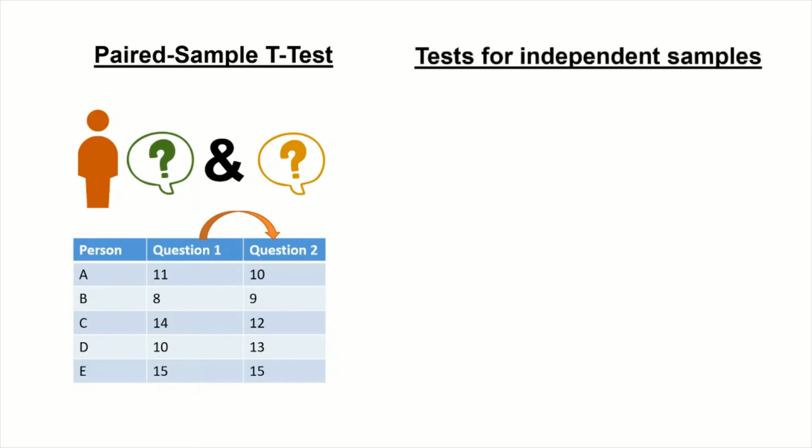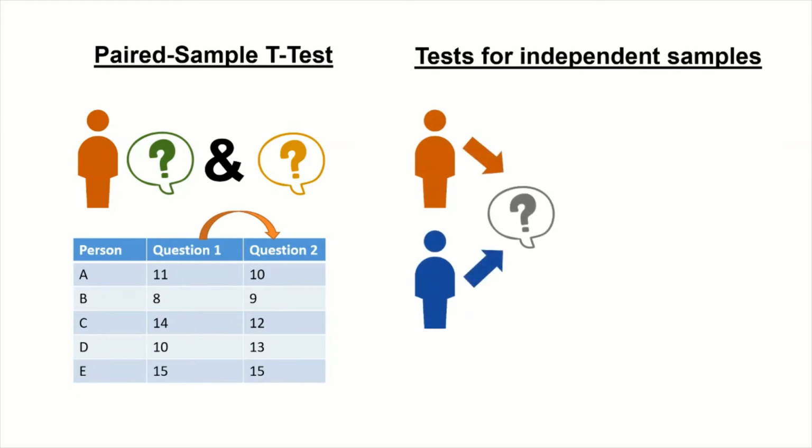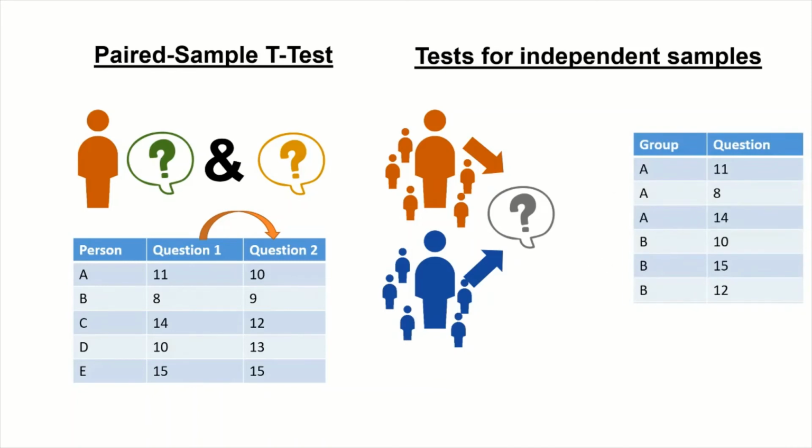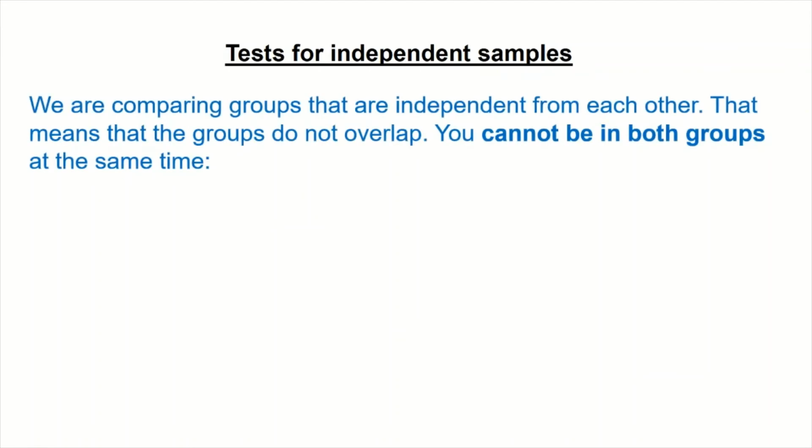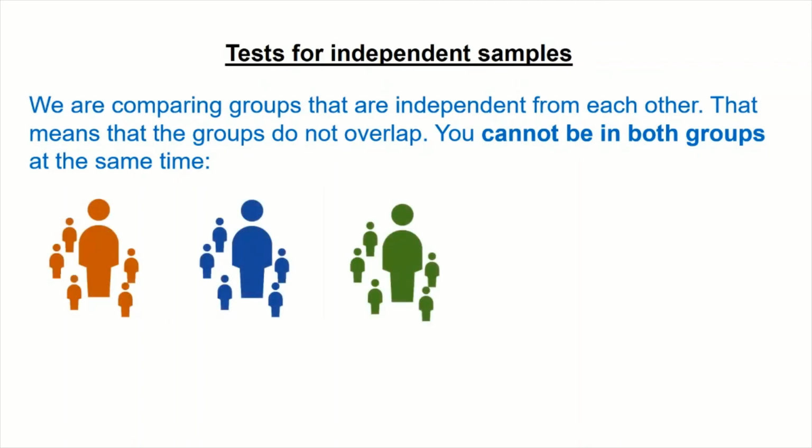Now, when we're comparing independent samples, we have two people, and they both answered the same question. Well, actually, we have two groups of people, and they both answered the same question. What we're then doing is comparing group A to group B. It could even be that we have a third group, and we want to compare all the groups to each other. Now, when we work with independent samples, the important thing to remember is that the groups are independent. It's different people. And these people cannot be in two groups at the same time. You can be either in one group or in the other.